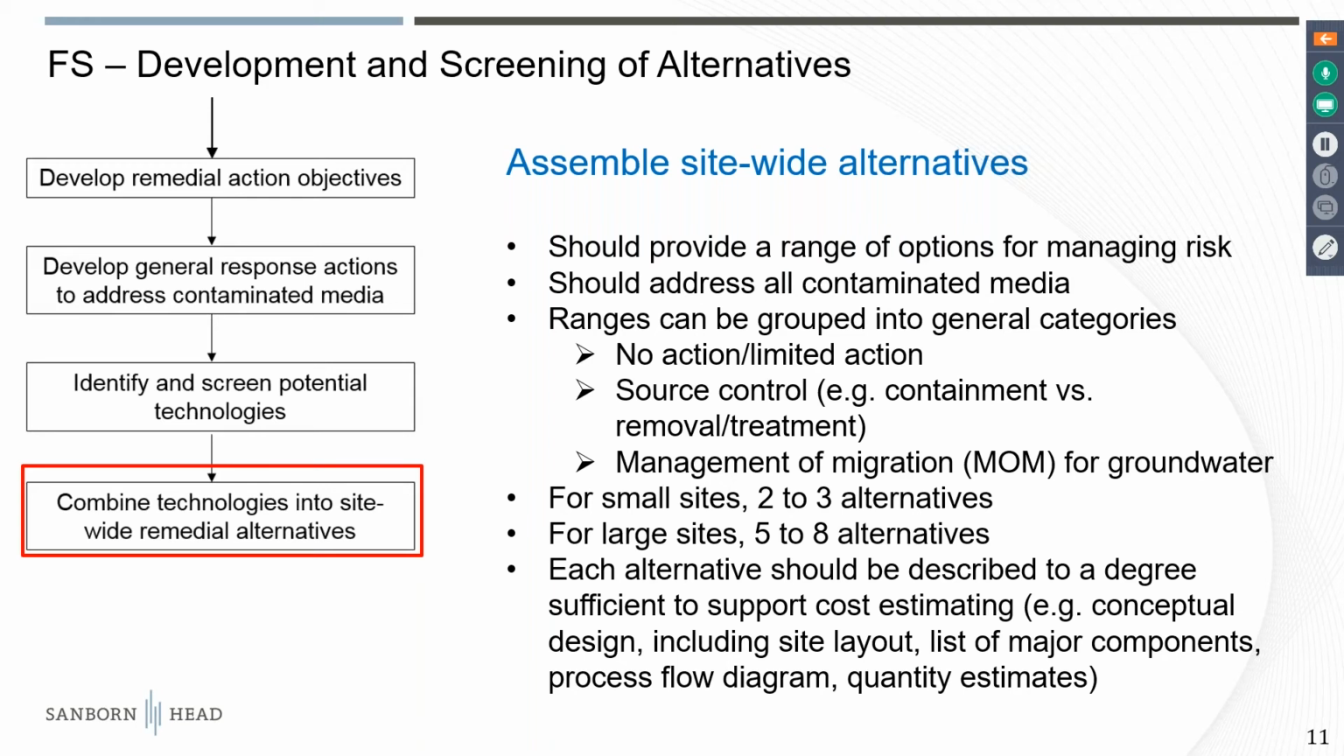In the EPA world, the typical categories for the ranges are usually a no action or a limited action alternative. The no action alternative is really a baseline alternative to compare your alternatives against, not doing anything. The second broad category is source control, and the third is usually a groundwater plume type or management of migration group of alternatives.